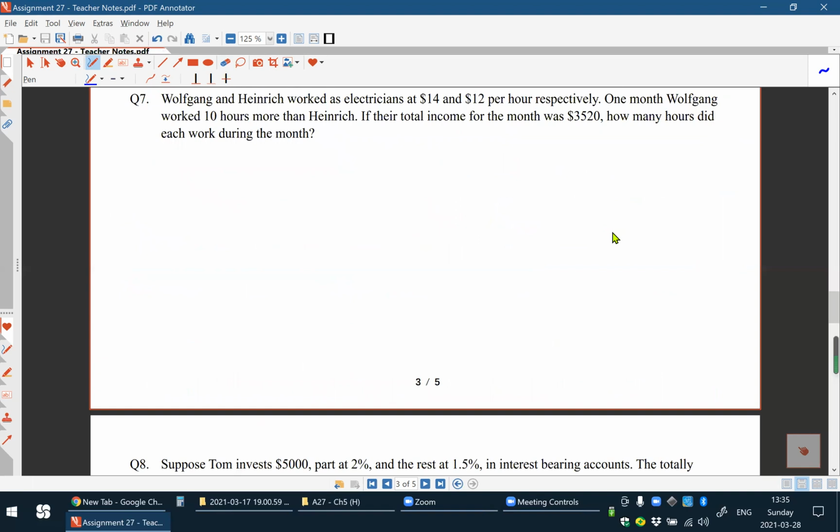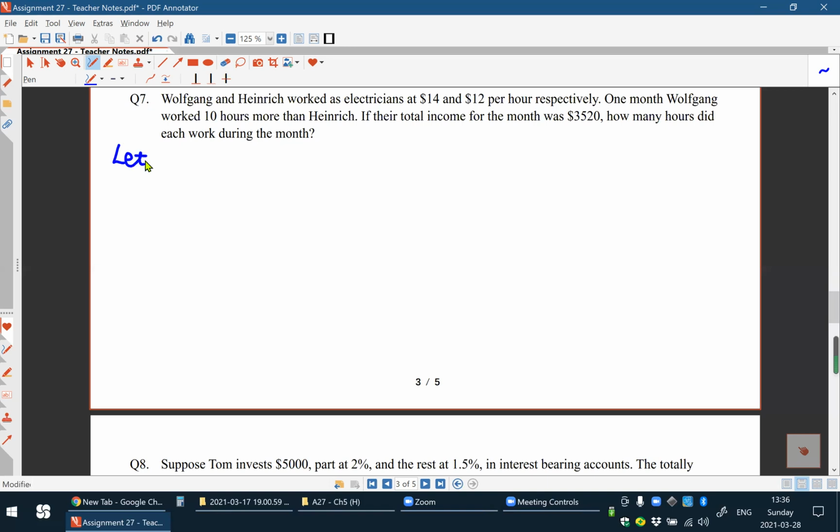Okay, again, we have 2 persons. Wolfgang and Heinrich worked as electricians at 14 and 12 dollars per hour respectively. One month, Wolfgang worked 10 hours more than Heinrich. If their total income for the month was 3520, how many hours did each work during the month?